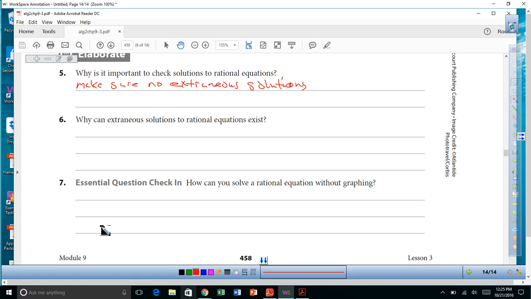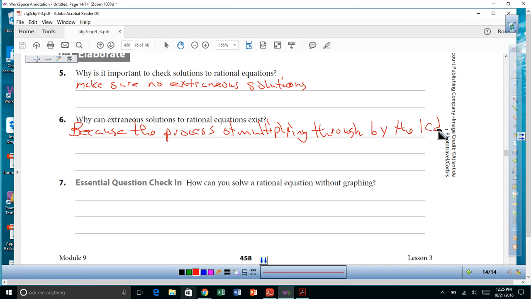Because the process of multiplying through by the least common denominator may eliminate the information about excluded values.